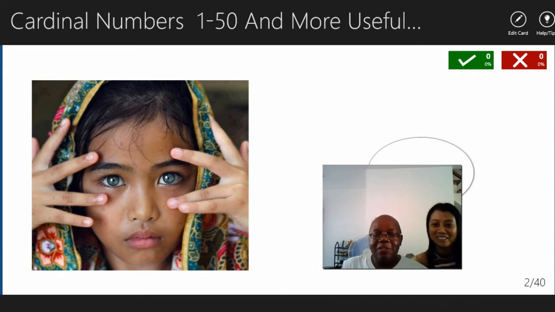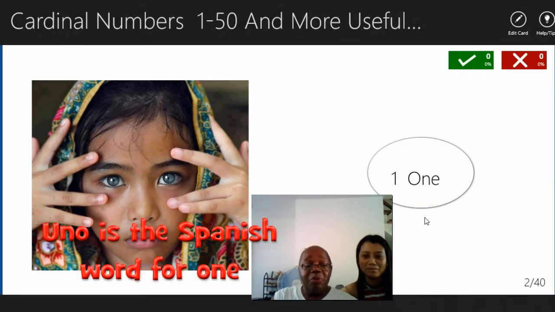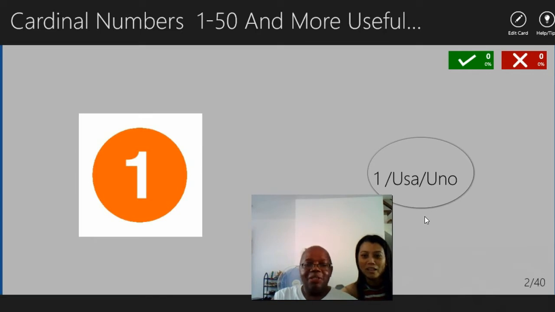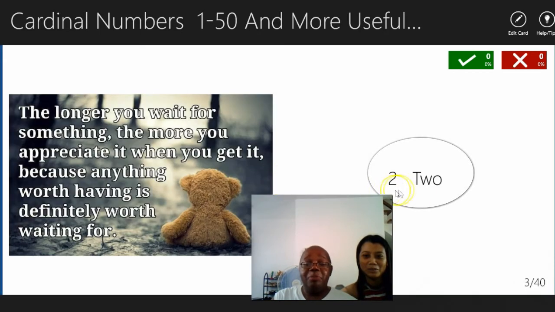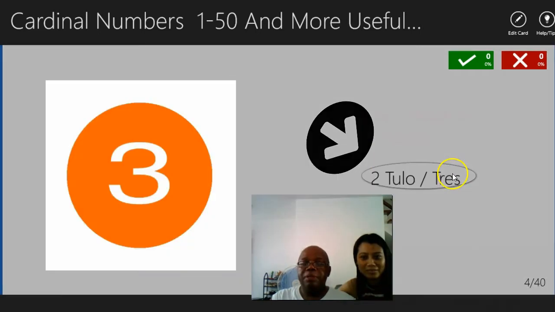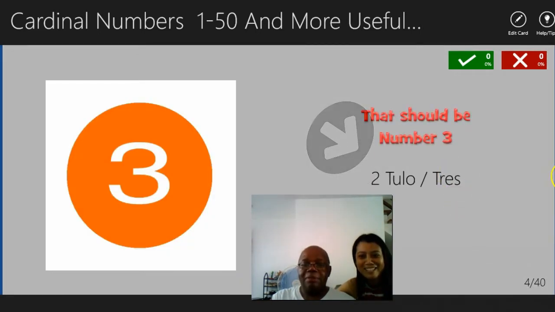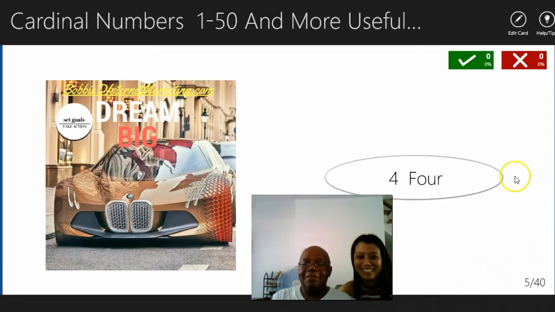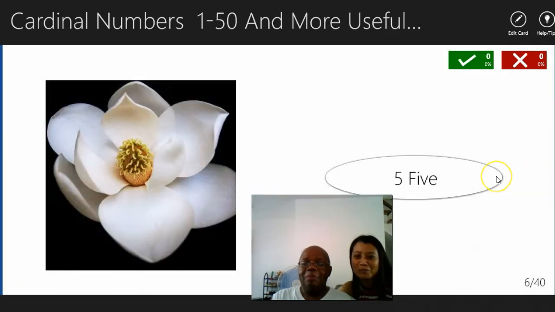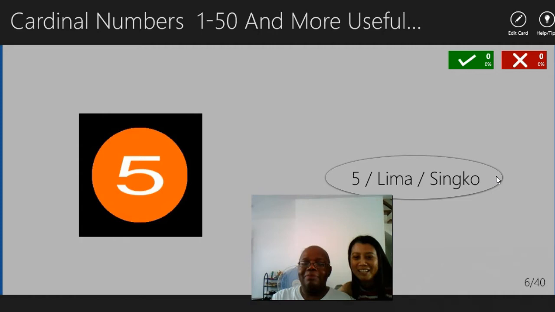So let's get started. Our first cardinal number is the number 1. In Cebuano, usa. Number 2 is duha or dos. Duha is the Cebuano, and dos is the Spanish. Next, number 3: tulo or tres. Number 4: upat or cuatro. Number 5: lima or cinco.